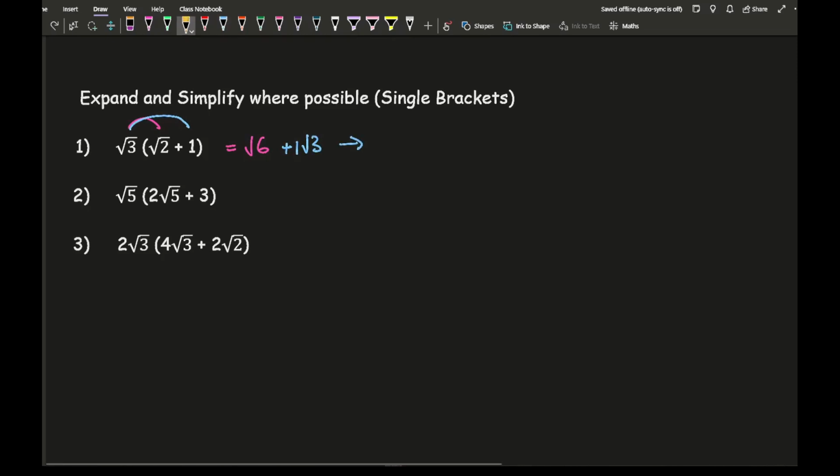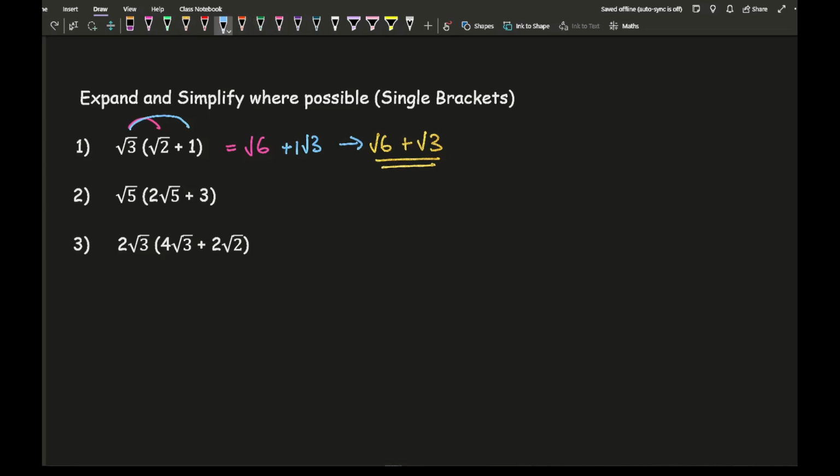If I simplify that, well, I can't simplify root 6, can't simplify root 3. So the answer then is just root 6 plus root 3. Now I can't write that as like root 9 because that's not correct. There's no addition rule in surds, so that would be my final answer.